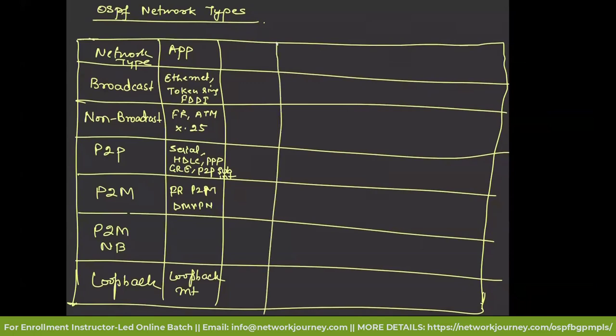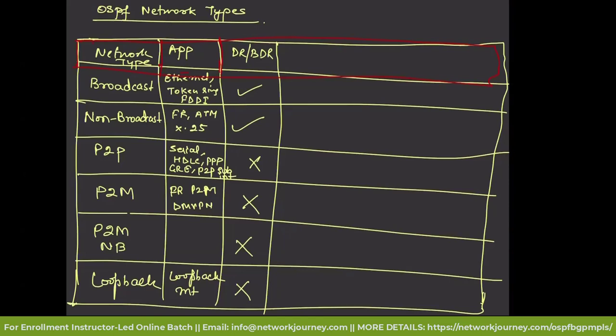Now the important thing here is you need to understand the DR/BDR election, where it is going to happen and where it is not going to happen. Okay, let me draw this line in red. So DR/BDR happens in broadcast. It is going to happen in non-broadcast as well. Point-to-point will not have it. Point-to-multipoint will not have it. This also does not have it. And forgot about loopback, no, because on loopback we are not creating any neighbor.